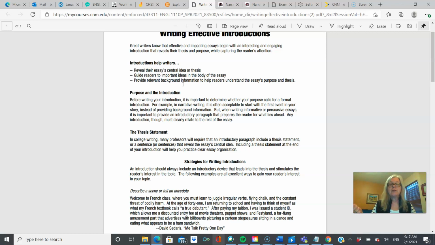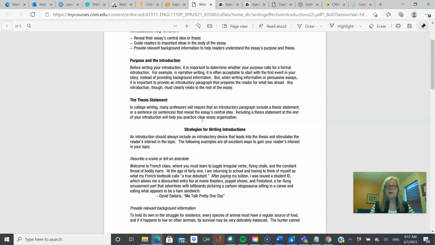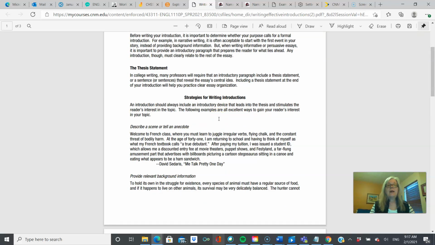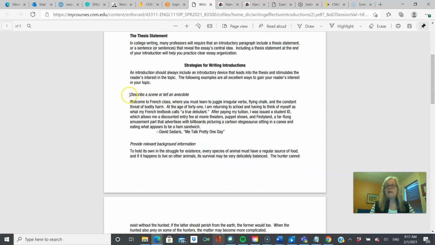You want to guide the reader to the important ideas and provide relevant background information. That's a lot of work for the introduction, but the introduction can be more than one paragraph in a narrative if you need it to be. But it's important for you to know what your story is about. Now, one thing you can do in a creative piece like a narrative is you can describe a scene or tell an anecdote. An anecdote is a short illustrative story.